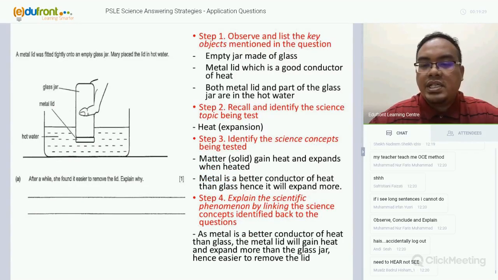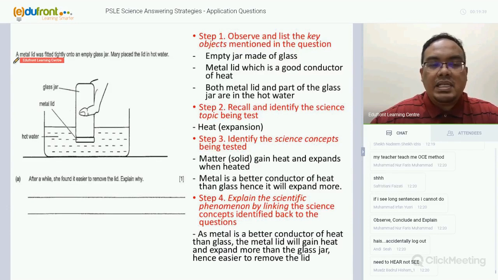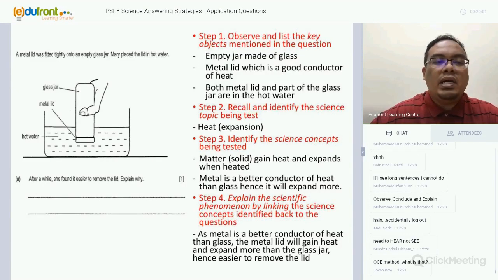Okay, let's go back to the first question that I showed you just now. Let's recall. This is a last year PSLE question. A metal lid was fitted tightly onto an empty glass jar. Mary placed the lid in hot water. If you close the lid tightly, you may have problems opening it. So what Mary did was put the entire glass jar with the metal lid into a jar of hot water. Okay, so let's recap.